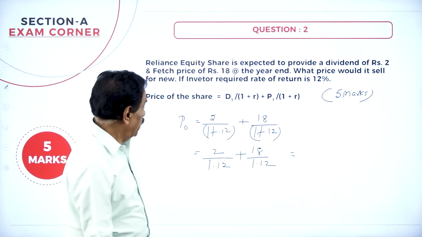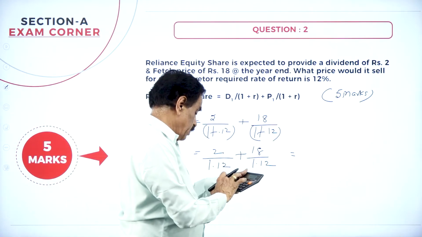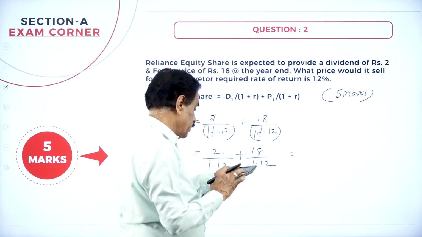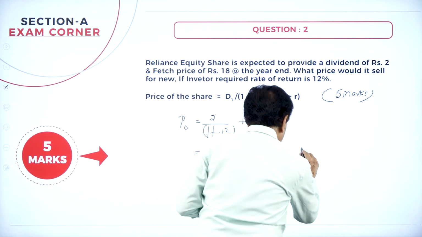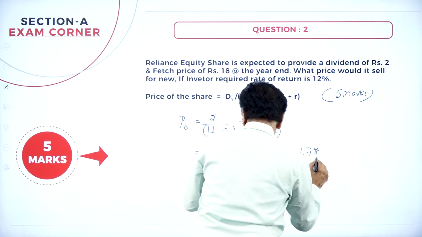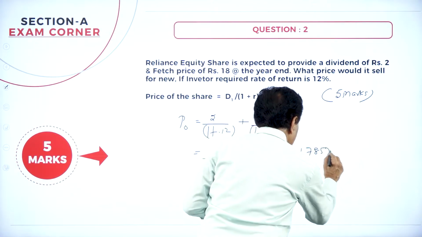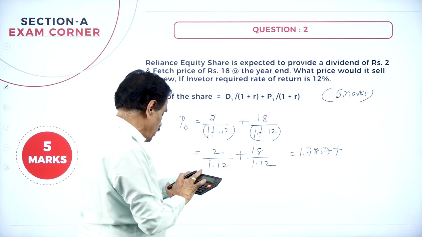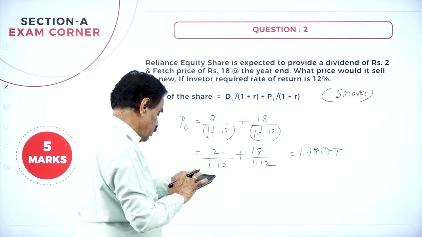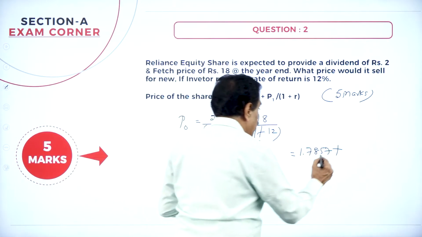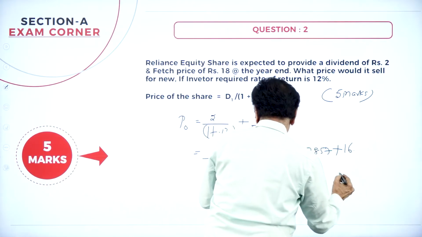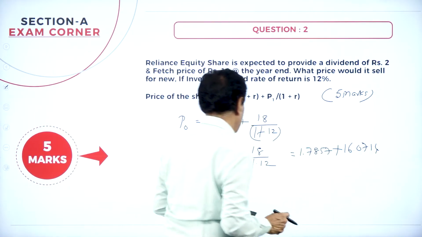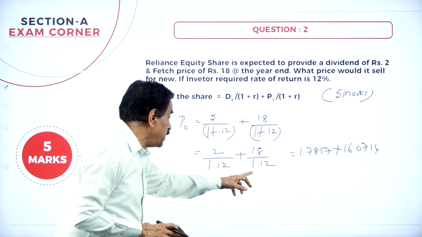Return. So 2 divided by 1.12 is 1.785, plus 18 divided by 1.12 is 16.07, 16.0714. This is the price of the share, 18 divided by 1.12.